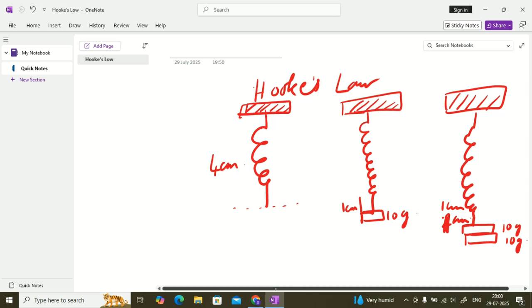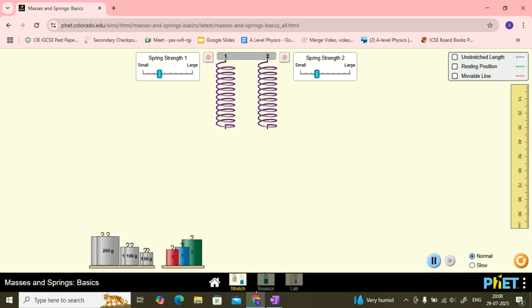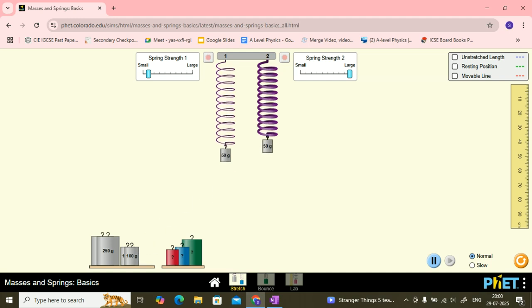So let's try this particular thing with a simulation. Now I have two springs with me. If I increase the strength of the second spring and keep the strength of the first spring like this, which spring is going to be more delicate? Obviously spring number 1. If I hang 50 grams on spring number 1 and again 50 grams on spring number 2, which spring is going to give more extension? Obviously spring number 1.